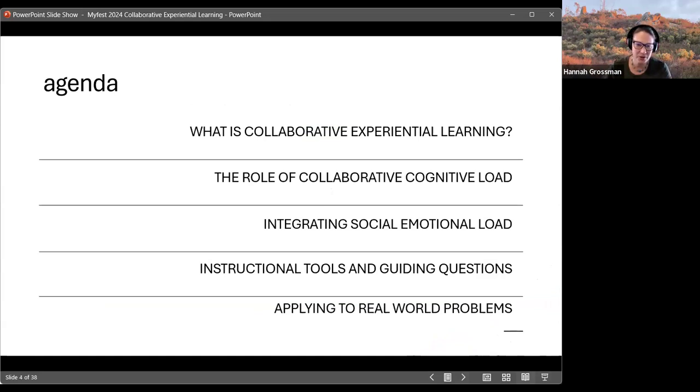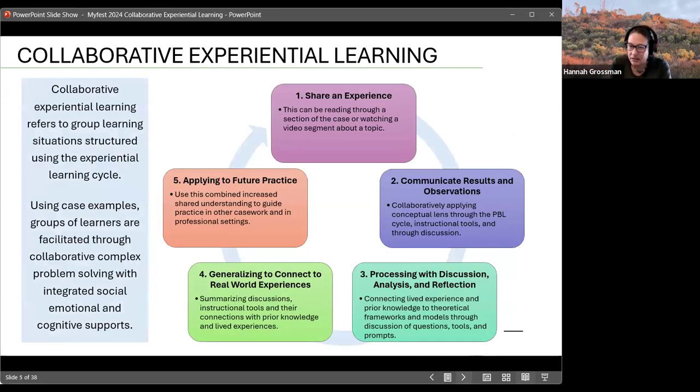Okay, so today we're going to go through what is collaborative experiential learning, the role of cognitive load in collaborative experiential learning, the integration of social emotional loads, how we use instructional tools and guiding questions to make these really deep, complex learning goals accessible, and how we apply these to real-world problems. First, let me begin by just giving you an idea of what collaborative experiential learning is.